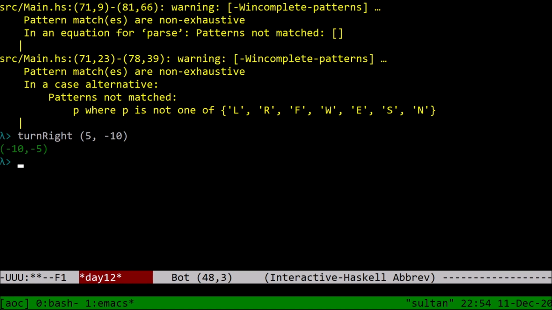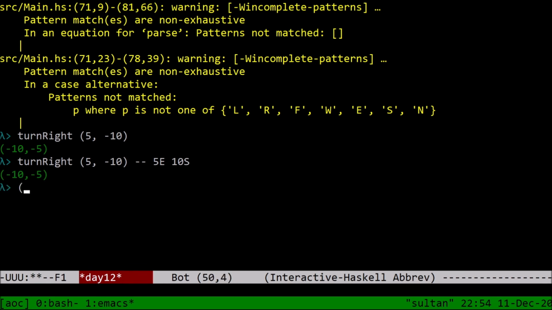So minus 10x is west 10, and minus 5 in the y direction. Wait a minute, did I have this wrong? Maybe that's what's wrong. If you turn right, 5 minus 10, let's write down what that is: 5 east and 10 negative in the south direction. Yes, okay.